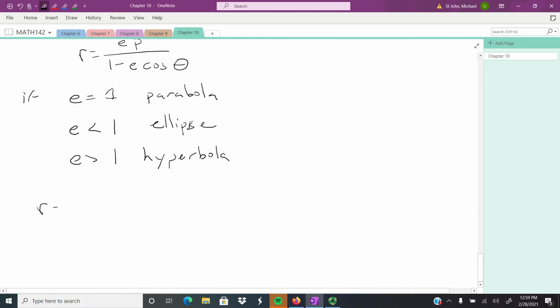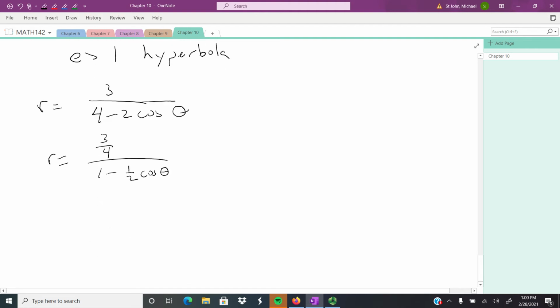So given something like this, r equals 3 over 4 minus 2 cosine theta, it doesn't match our form because we want it to be in terms of a 1 there, 1 minus e cosine. So what we can do is take everything divided by 4. And so r is going to equal 3/4 over 1 minus 1/2 cosine theta. Now we match. And so from here, we can see that e is 1/2, which means we have an ellipse.